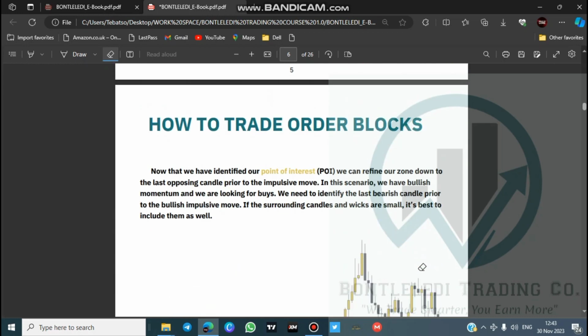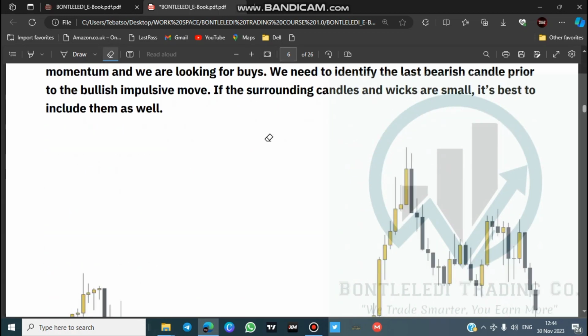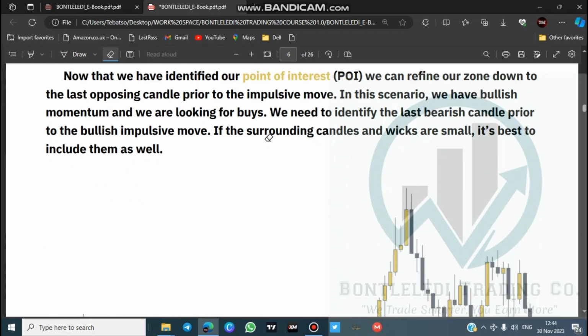Next, we're still on how to trade them. Now we have identified our point of interest. We can refine our zone down to the last opposite candle prior to the impulsive move. In this scenario, we have bullish momentum and we are looking for buys. We need to identify the last bearish candle prior to the bullish impulsive move. If the surrounding candles' wicks are small, it's best to include them as well, all of them, right? That's why I said to you guys that whenever you want to utilize this, you have to make sure that you mark all of them at once.